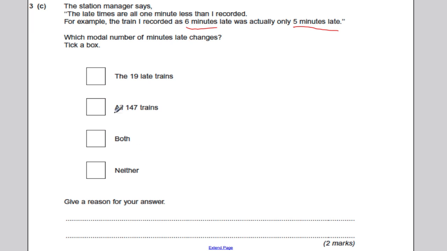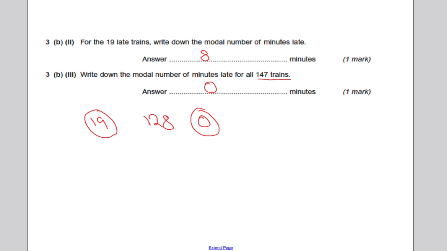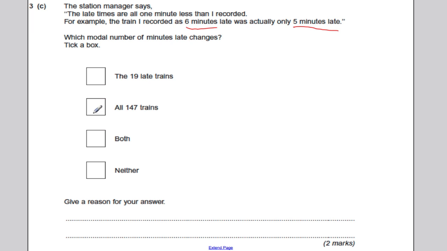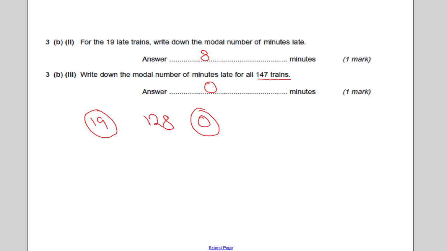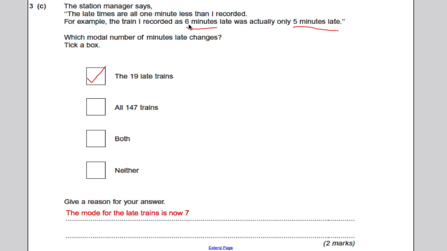Well, if we think about all 147 trains, 128 of them were actually on time. So even if he's recording it this way, that's certainly not the correct answer. So that rules out both of these. If you think about it though, it must be all 19 late trains. And the reason I've given is that the mode for late trains is actually now 7, because they were recorded 1 minute more than they actually were. So if it was 8 minutes before, it's actually now 7.